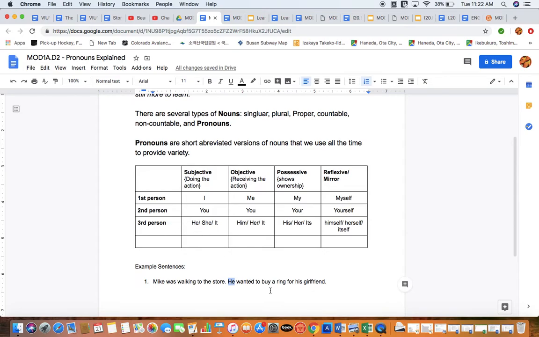He wanted to buy a ring for his girlfriend. Are there any other pronouns in this example? Yes, there are. We have his. So again, what type of pronoun is this? We would say it is third person and it is possessive. So you can always use this little chart to refer back to what types of pronouns we're finding.